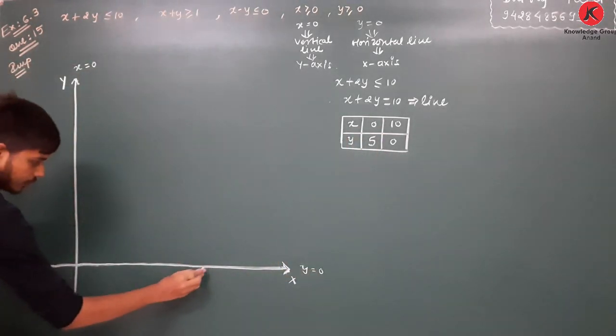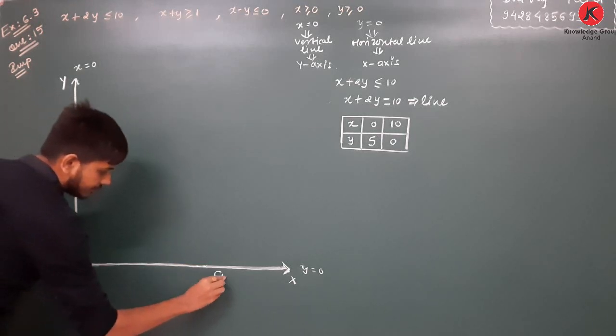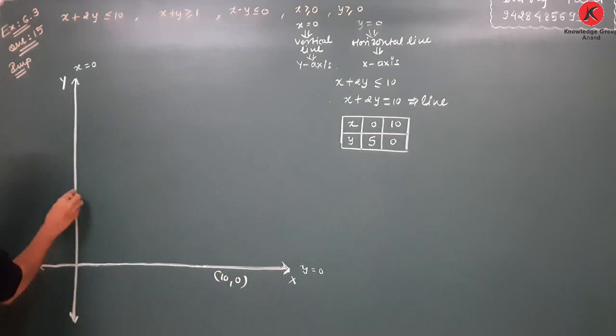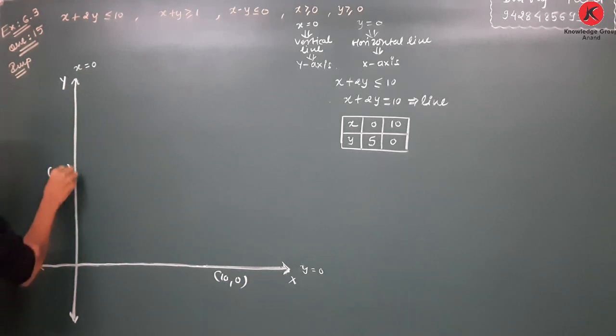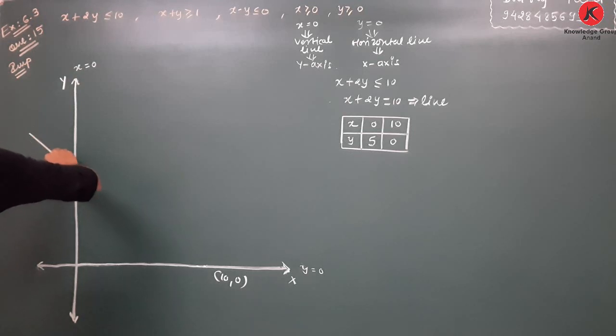Suppose (10, 0) point is here and (0, 5) point is here. And now draw the line passing through these 2 points. So this is the line passing through these 2 points.